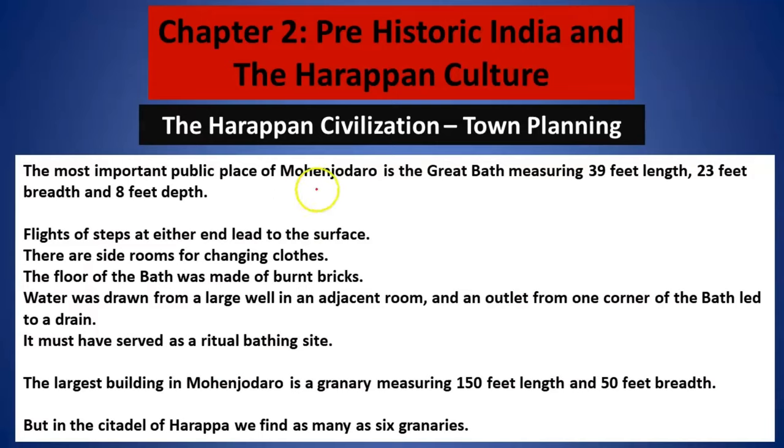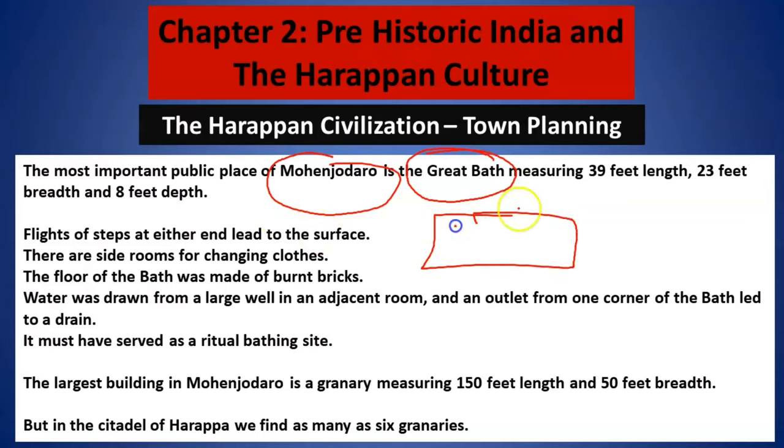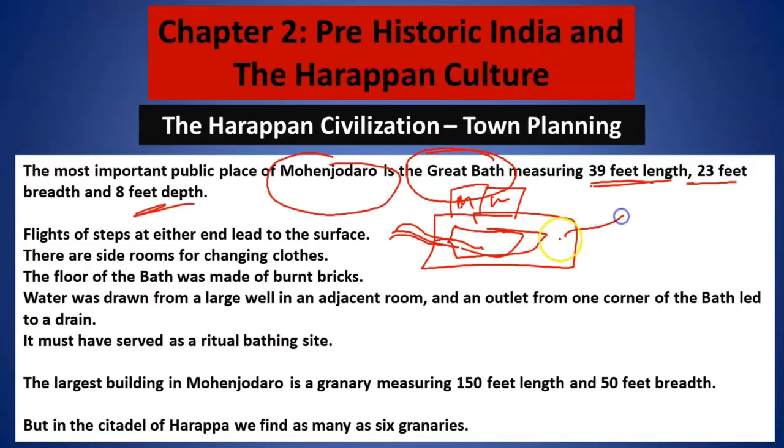All right. Now, one more important thing is, a great thing was found, that was the Great Bath in Mohenjo-daro. Now, this basically served a ritual bathing purpose. All right, this is the measurement. You can see this. And it was so beautifully designed that besides this bathing structure, there were rooms also for changing clothes for both men and women. And there was a place so that water could come inside this bathing place. All right. And there was a place from where water could go out. And the surface was also made up of burnt bricks so that water could not seep inside.